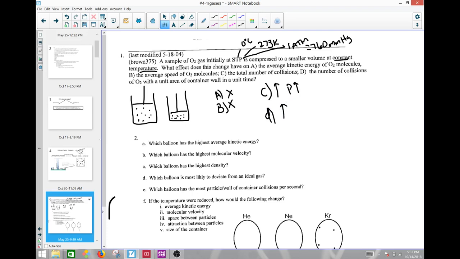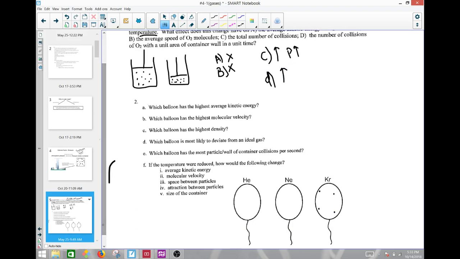All right, so what else do we have here? Let's go down to this next question. It says, which balloon has the highest average kinetic energy? Looks like we're looking at these balloons right here, three of them. And they're all the same temperature, the same volume, and under the same pressure. So which one has the highest average kinetic energy? Since they're all the same temperature, they're all the same.